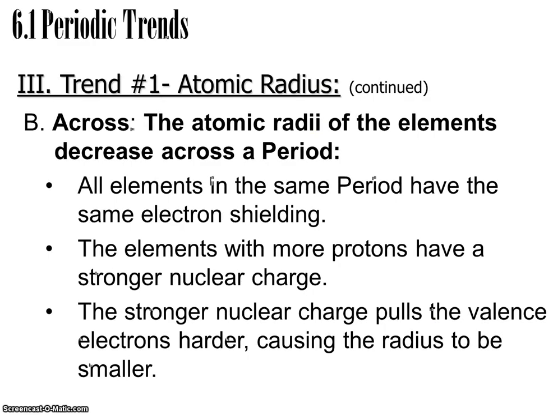Secondly, we need to know the trend going across from left to right. The trend for atomic radius is that the atomic radii of the elements are going to decrease across a period. The reason is that all elements in the same period have the same electron shielding because they have the same number of energy levels. Therefore, the elements with more protons are going to have a stronger nuclear charge, and compared to having the same electron shielding, a greater nuclear charge pulls the valence electrons harder. This causes the radius to be smaller.